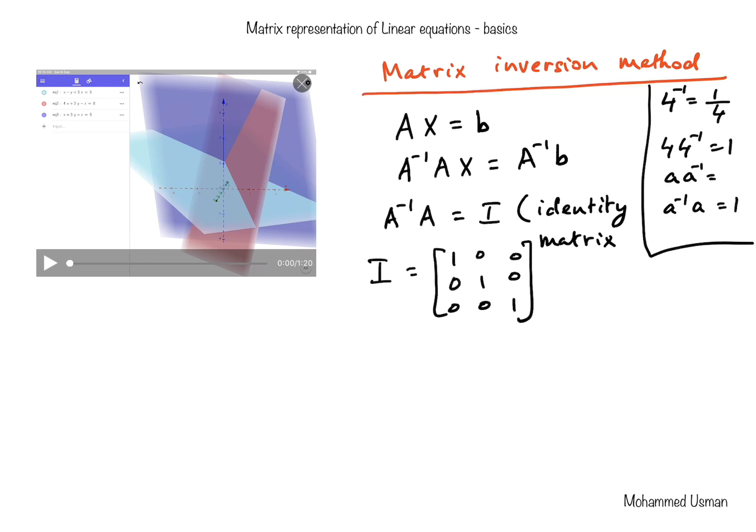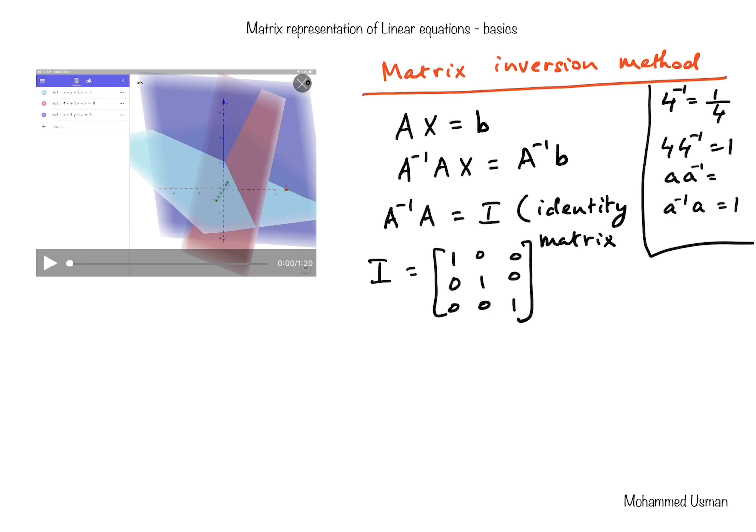Because our A matrix is 3 by 3, that means our A matrix had 3 rows and 3 columns. The identity matrix would also be 3 by 3. If it is 2 by 2, then we'll have only this part. So the identity matrix is a square matrix. That means the number of rows and columns would be the same. If it has 3 rows, it will have 3 columns. If it has 4 rows, it will have 4 columns. If it's 5 rows, 5 columns, and so on.